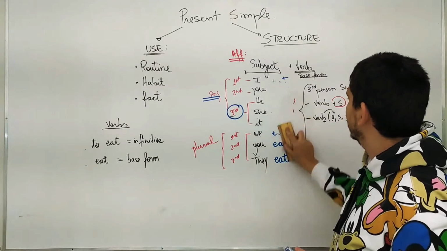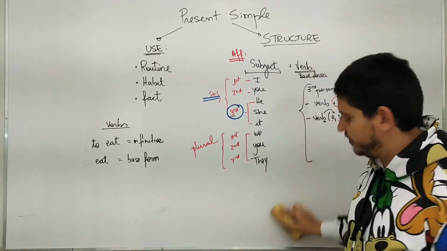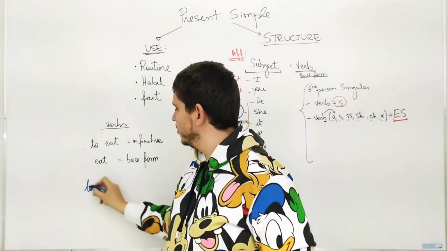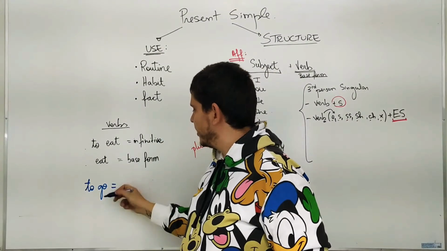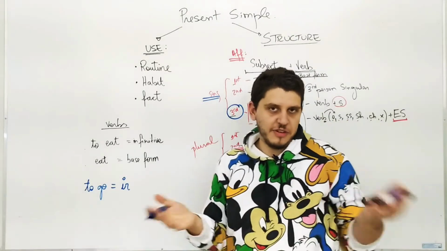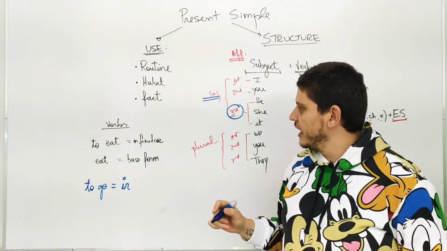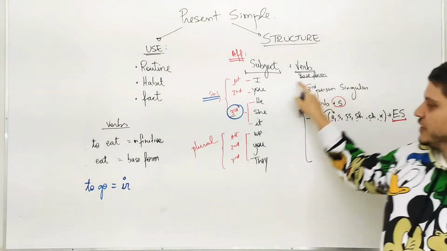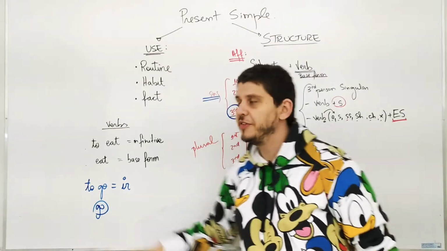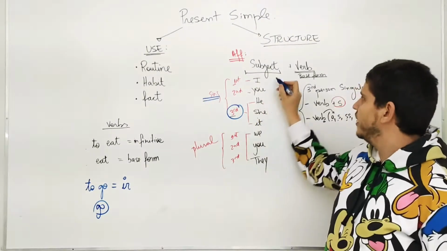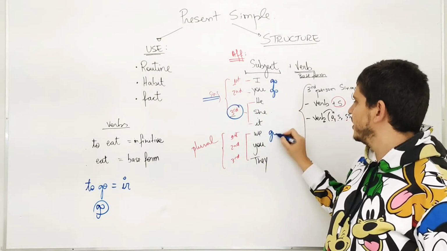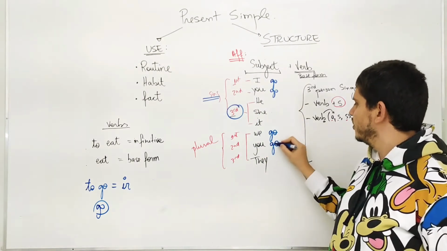Take a look at what happens with the verb go, for instance. Let's take the verb to go. In Portuguese, we have ir. Verbo ir. That's very easy. We know that here we use the base form, so we drop to. Go is the base form of the verb. Eu vou, I go. Você vai. You go. Nós vamos. We go. Vocês vão. You go.